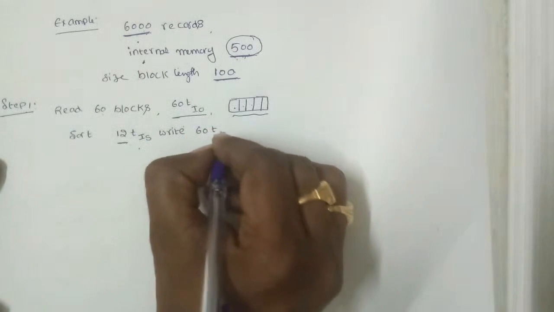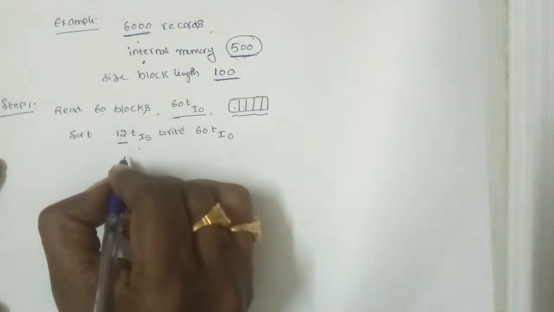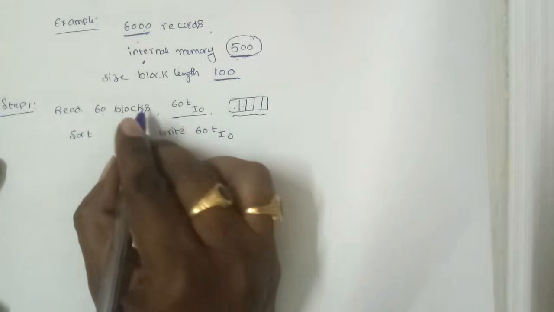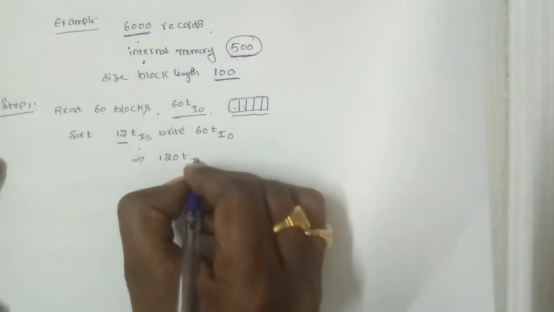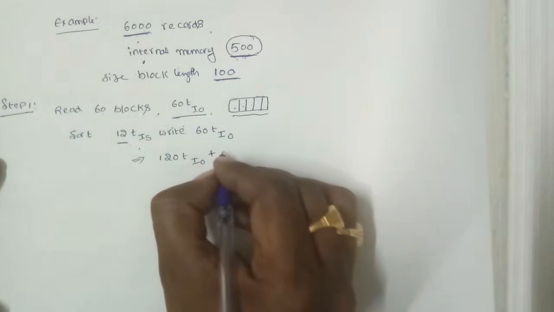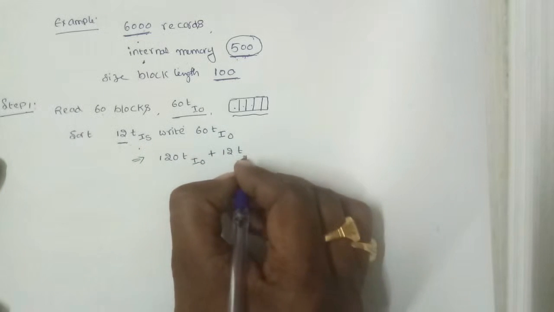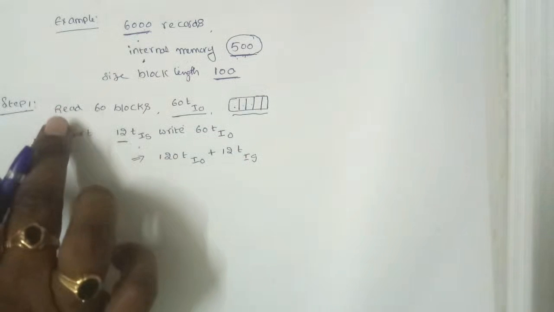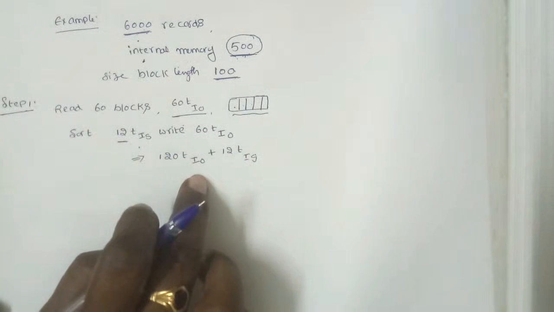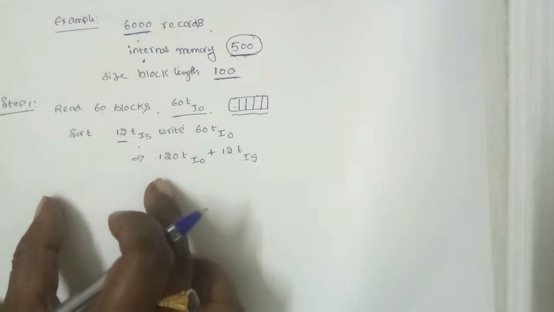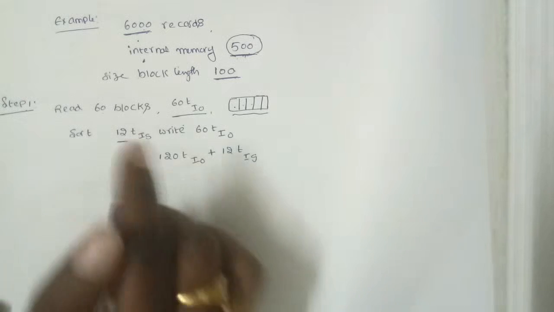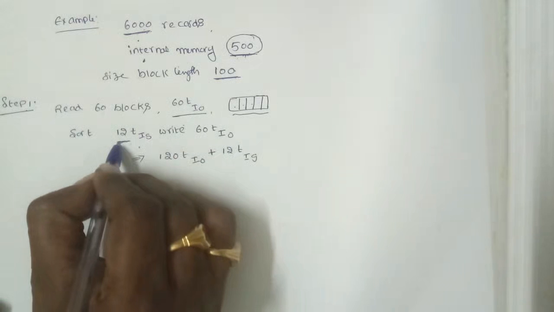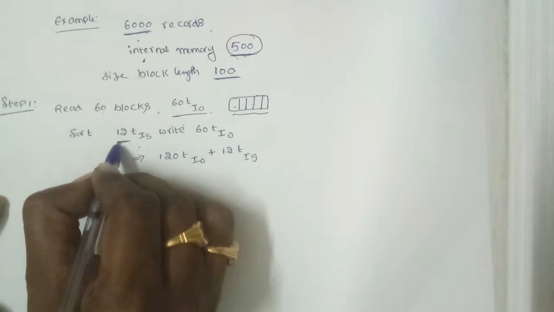So again 60 IO. Now what is the total? The total is 120: 60 plus 60, 120 TIO plus 12 TIS. This is the time for step 1. That means after completion of step 1, what happens? Different runs are generated. How many runs? We have 12. That means 12 runs are generated.